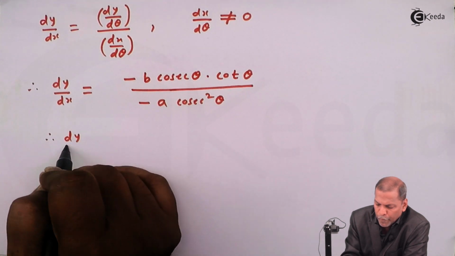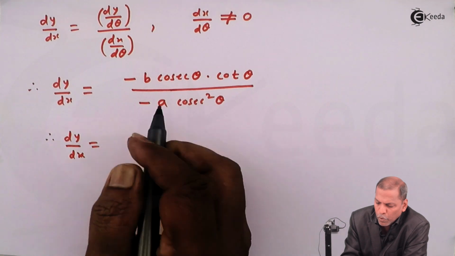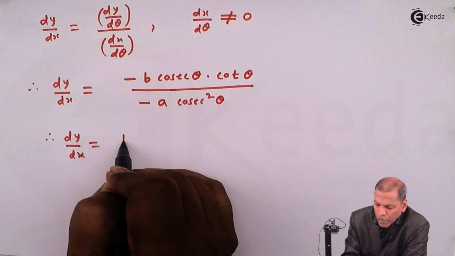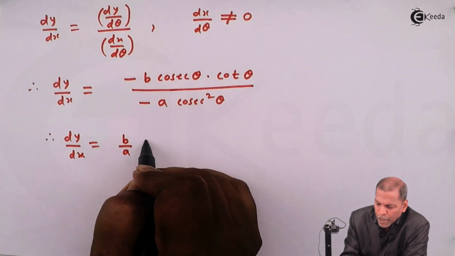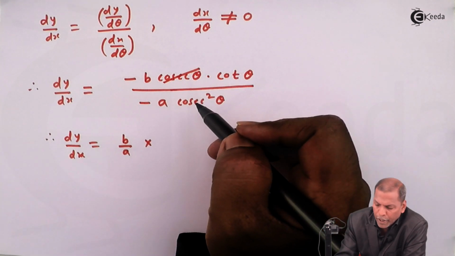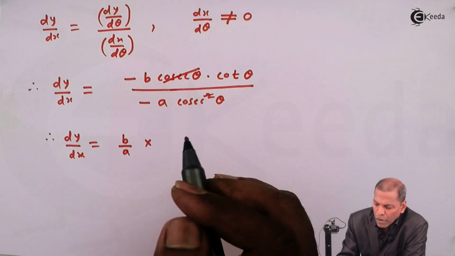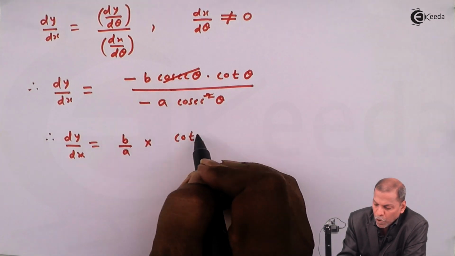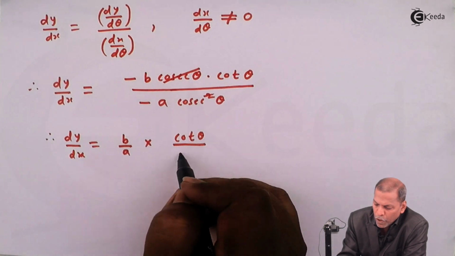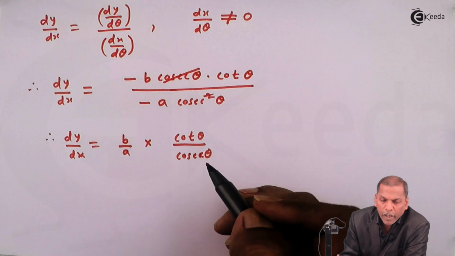So the next step will be dy by dx is equal to minus minus cancel. So we have b upon a into, now cosec theta from the numerator and one cosec theta from the denominator we cancel. So we are left with cot theta upon cosec theta.